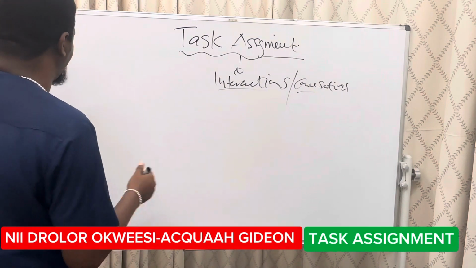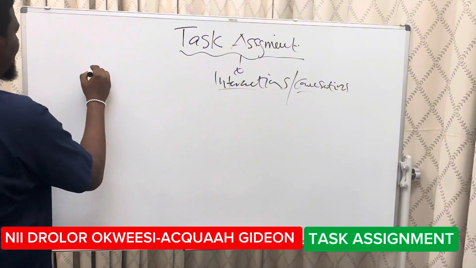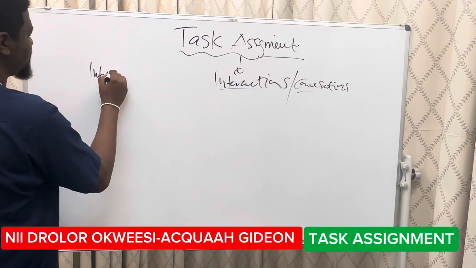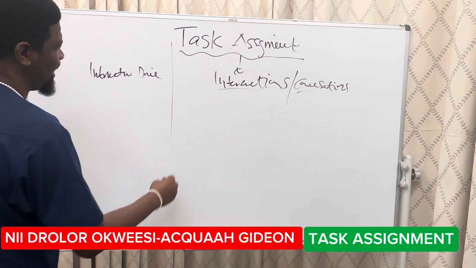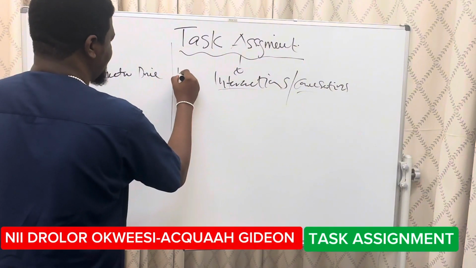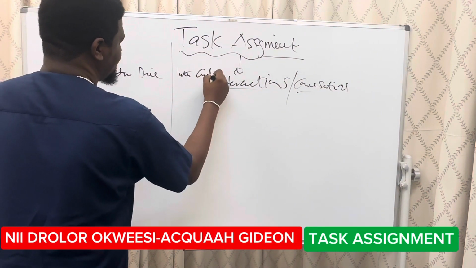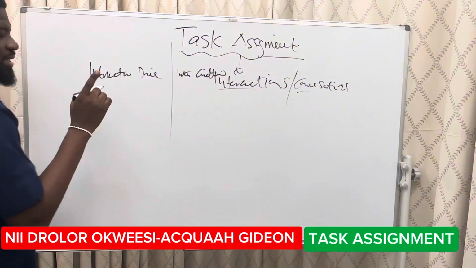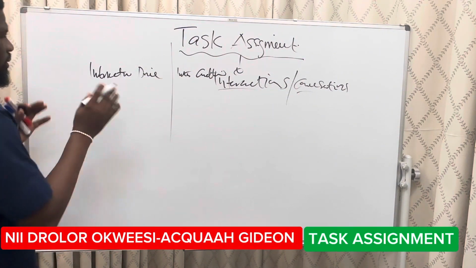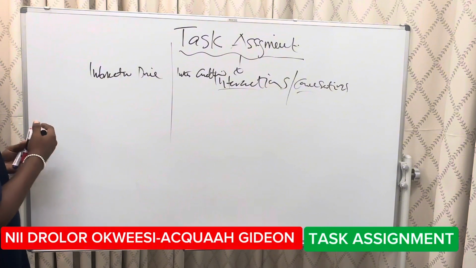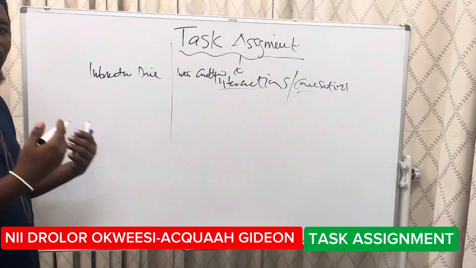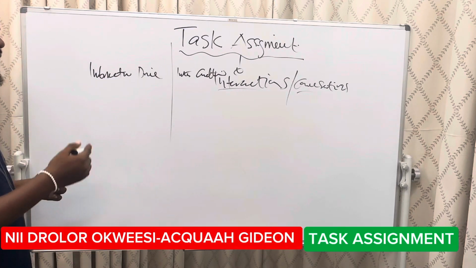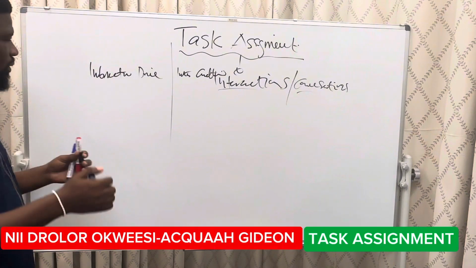Two things are involved. We have what is known as the interaction process, and then we have the interaction guidelines. So let's look at the interaction process. When you invite an employee to have interaction or conversations around task assignment, these are the steps you follow.